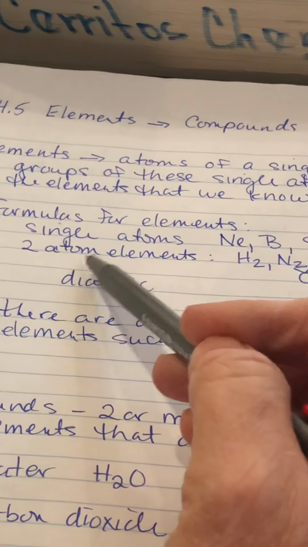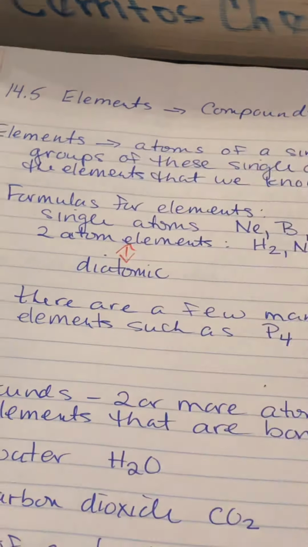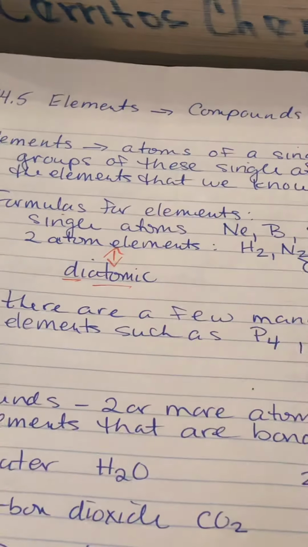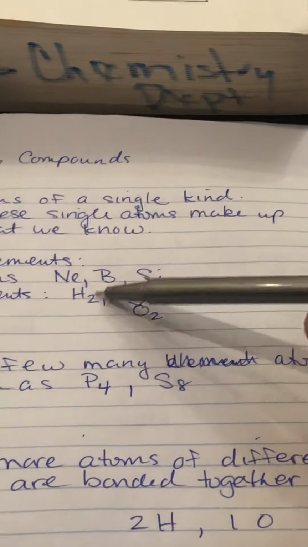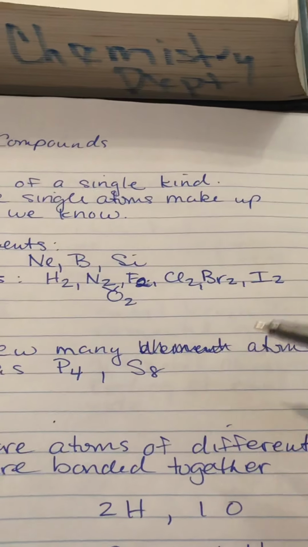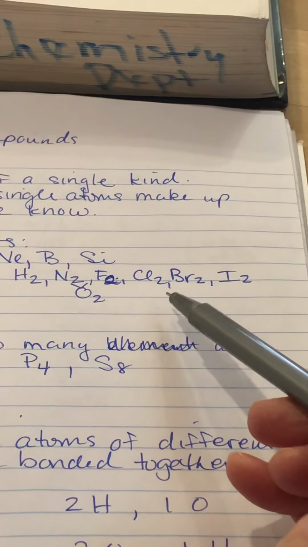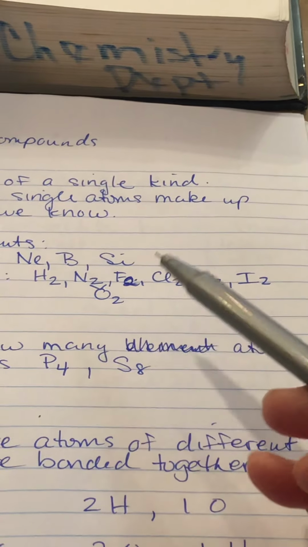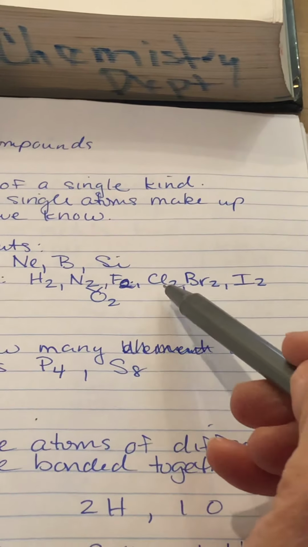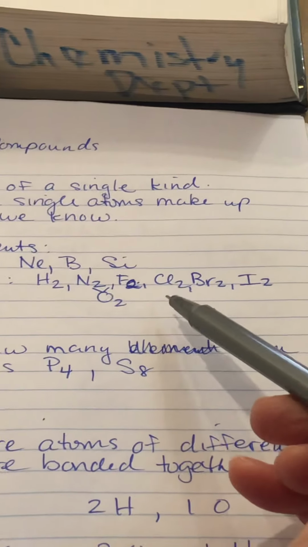We have two-atom elements, otherwise known as diatomic elements, diatomic meaning two atoms. And they are hydrogen, nitrogen, oxygen, fluorine, chlorine, bromine, and iodine. Whenever you show these elements by themselves in a formula or in a chemical equation, you always have to put a subscript 2. Now, if chlorine is bonded to something else, it doesn't need the 2, but when it's by itself, it does.